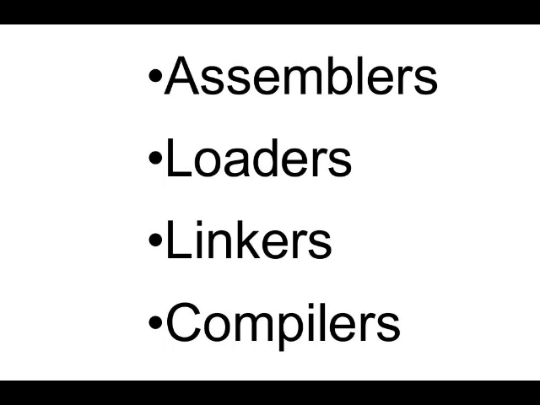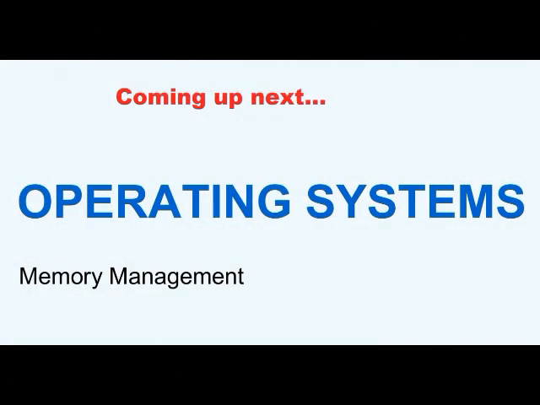With this background of the basic system software, now we will move on to one of the system software which we have not discussed here. That is the last one in the example we had looked at, that is the operating system. Now we will look at the operating system in more detail in the next part.